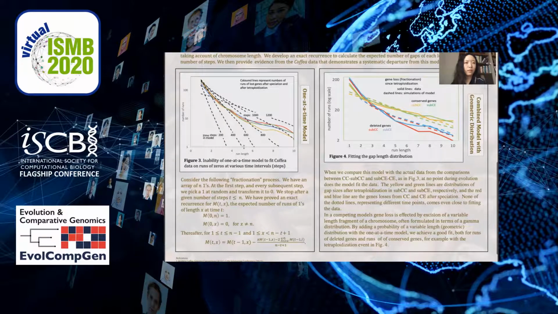In the diagram, we compare the simulation and the real data. Colored lines represent the number of runs of lost genes after speciation and after tetraploidization. And the black dotted line represents the simulation of the one-at-a-time model. Each line represents a typical stop time.